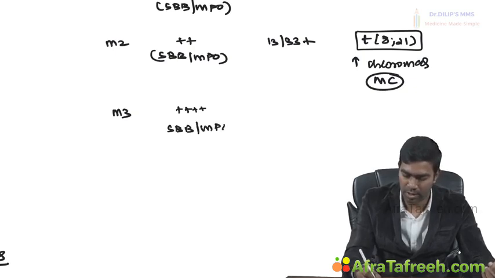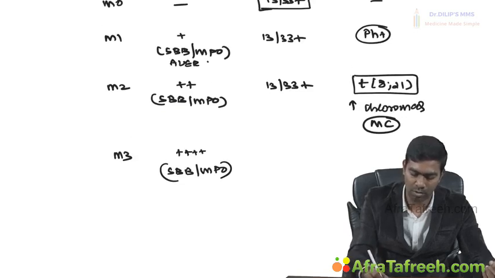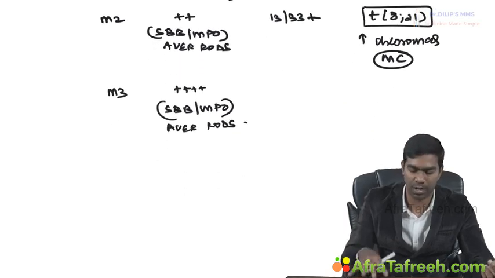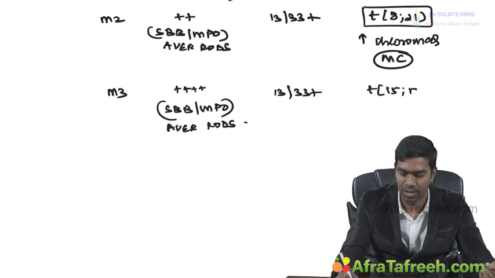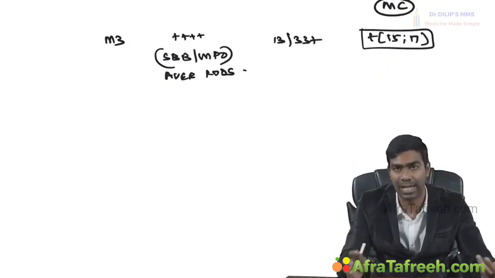In a nutshell, in M3 you have extremely strong positivity for Sudan black and myeloperoxidase. You can add one more thing, Auer rods also, because Auer rods go in parallel with your Sudan black and myeloperoxidase positivity. Here you see maximum Sudan black positivity, maximum MPO positivity, and maximum Auer rod positivity. Definitely they will be CD13 and CD33 positive, and the most important signature translocation is 15;17, the PML-RARA translocation, which you have already seen in detail.